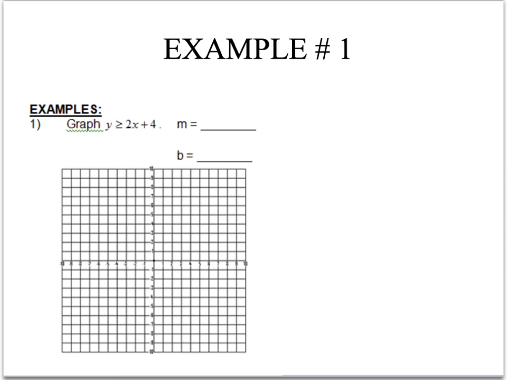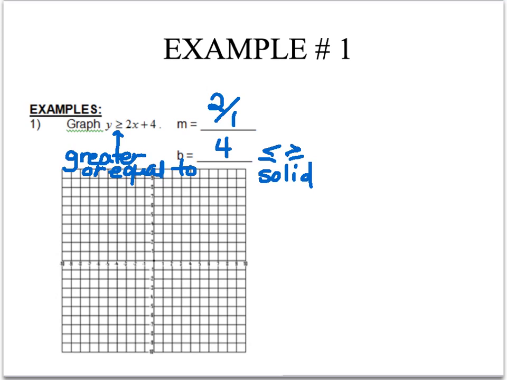For example number 1, we have the inequality y is greater than or equal to 2x plus 4. So our slope is 2, or 2 over 1, and our y-intercept is 4. And because we have the equal to sign, greater than or equal to, we're going to have a solid line. So I'm going to start at positive 4, and I'm going to count up 2 over 1, up 2 over 1.